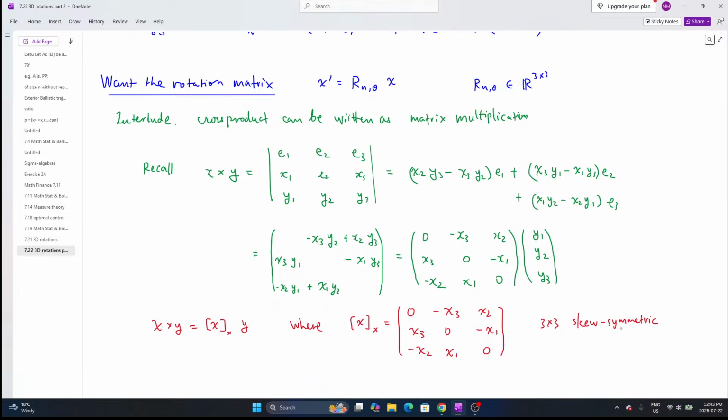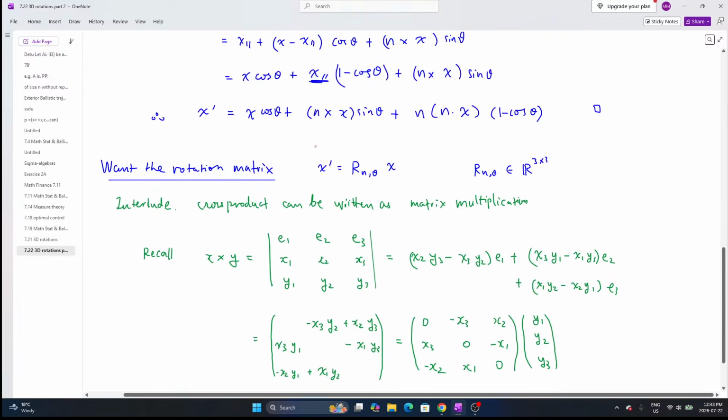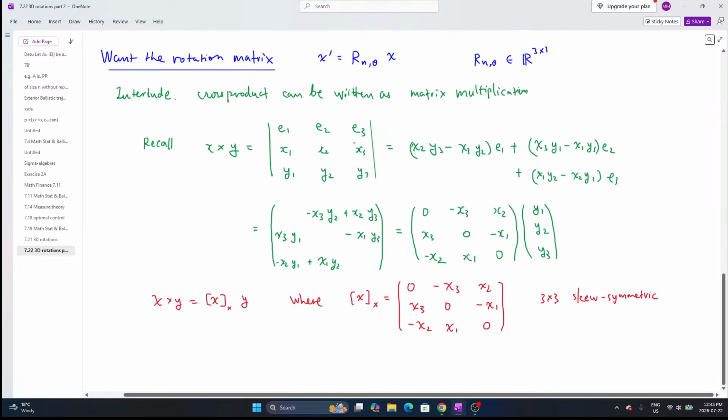Okay. So that's a nice way to represent the cross product. And remember, we also need something else. We also need to represent this product, n times n dot x. How can we write that as a matrix vector multiplication?